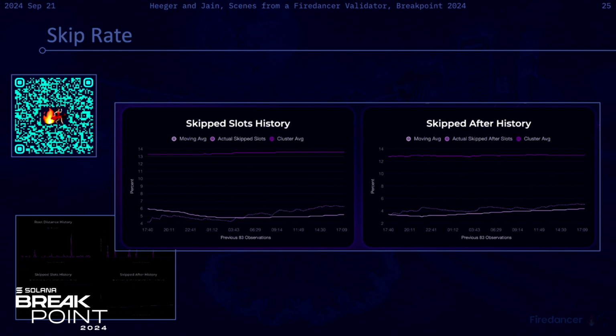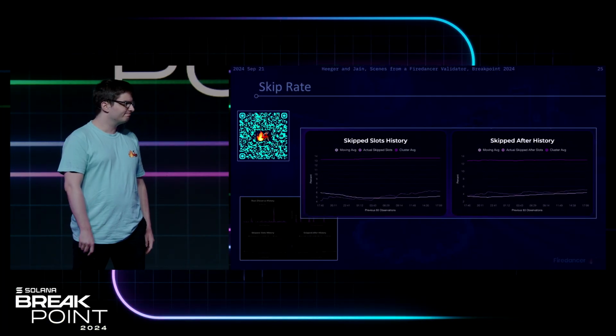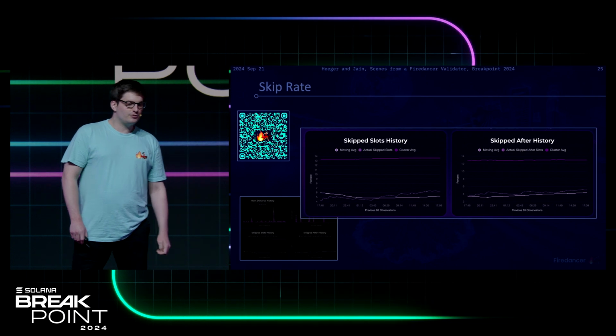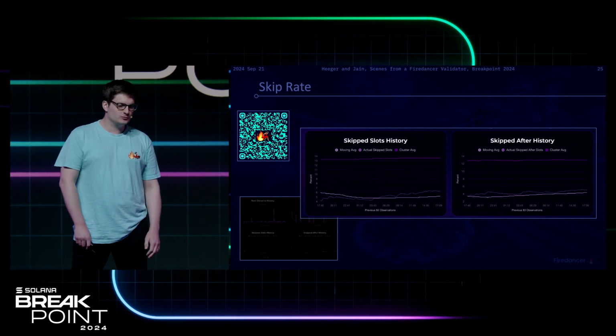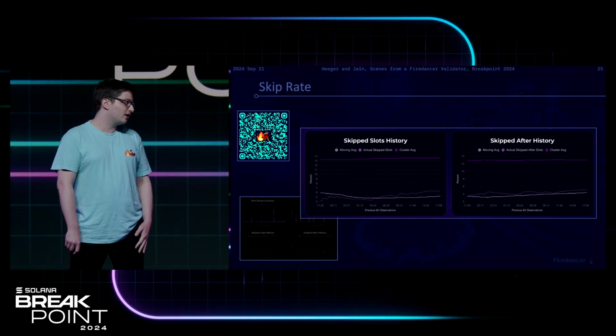The bottom graphs tell us how the Firedancer validator is performing when it is the block producer. The left graph measures the percentage of our node's missed opportunities to produce a block during our leader slot. The right graph is similar, but it shows the rate at which the leader after us was skipped. The top line in both graphs is the cluster average skip rate.